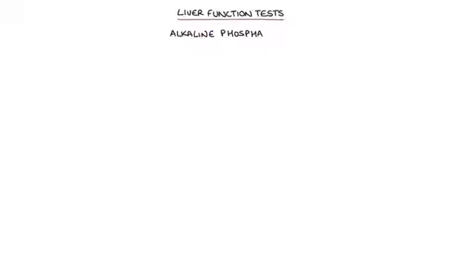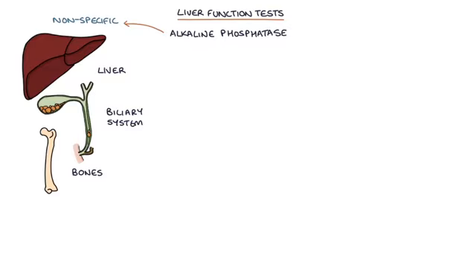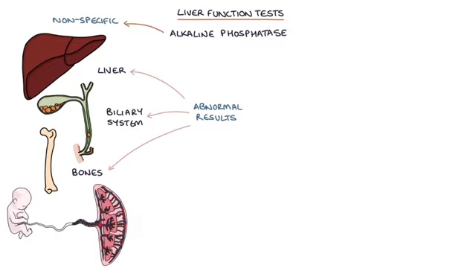Next, alkaline phosphatase. Alkaline phosphatase, or ALP, is a non-specific marker. It's an enzyme that originates in the liver, the biliary system, and the bones. And abnormal results can either indicate a liver, a biliary, or a bone problem. ALP is also secreted by the placenta during pregnancy, so pregnant women may have a raised ALP result.